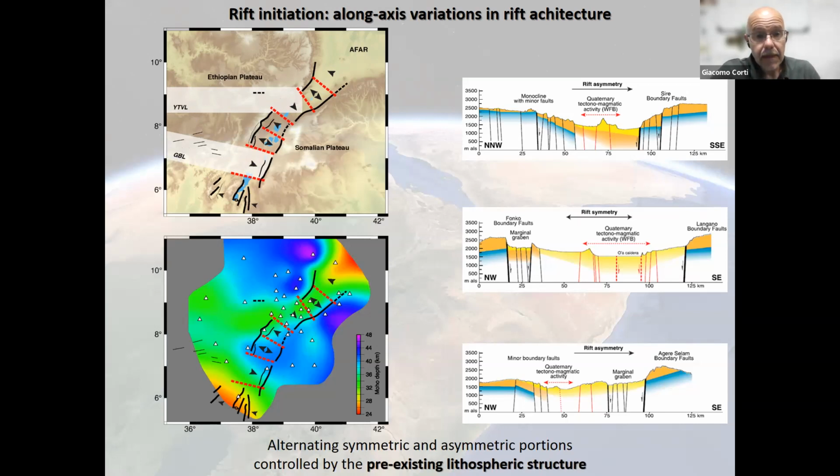And where we have that these pre-existing transversal weaknesses cut, let's say, the rift at a high angle here and here, we have a preferential development of asymmetric rift basins, with the main boundary fault located on the opposite side, so on the side where the stronger lithosphere is localized. So we have these alternating portions of the rift, which are controlled by the different nature of the lithosphere at both sides of the rift.